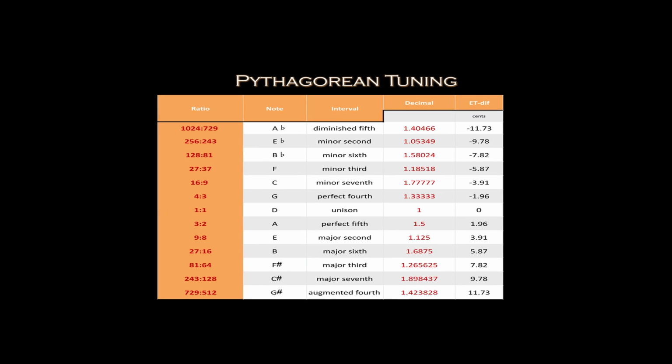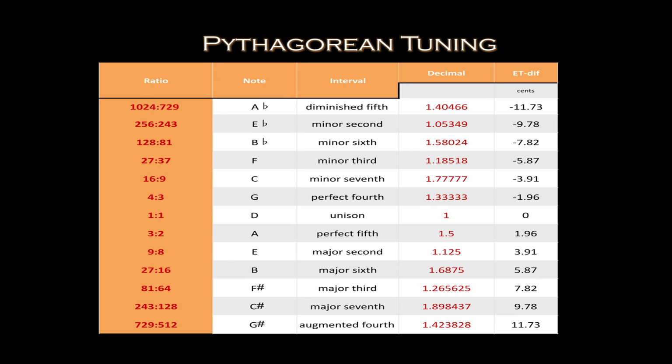Pythagorean tuning. I've been pretty much talking about it through most of this movie, so I wanted to get a little bit more in depth about what it is. On the left of this table that you see is the column called ratio. Those are the whole number ratios that Pythagoras came up with.